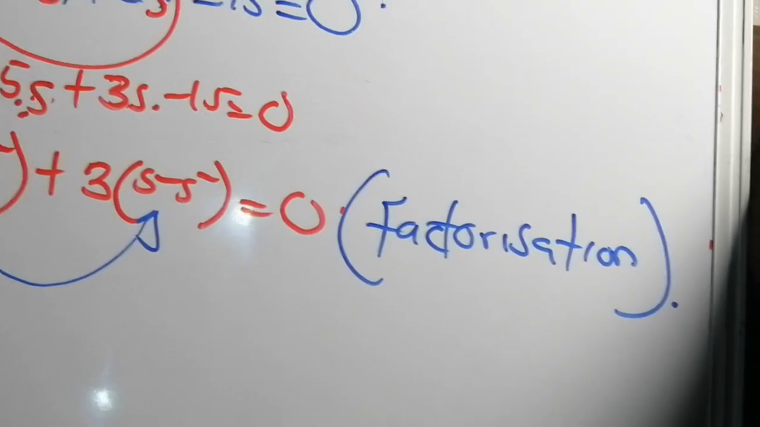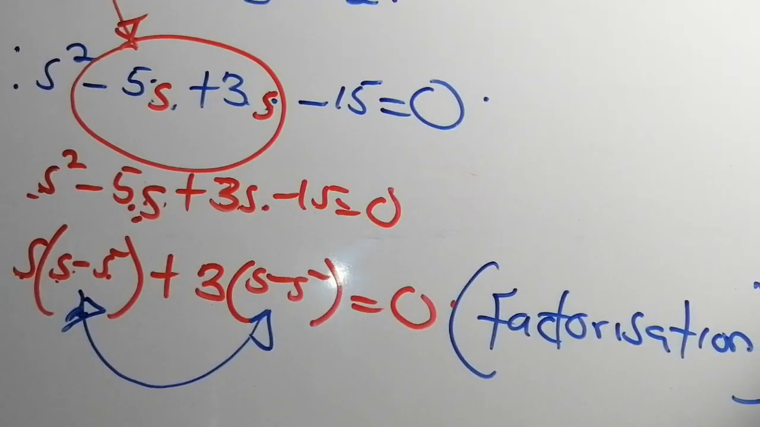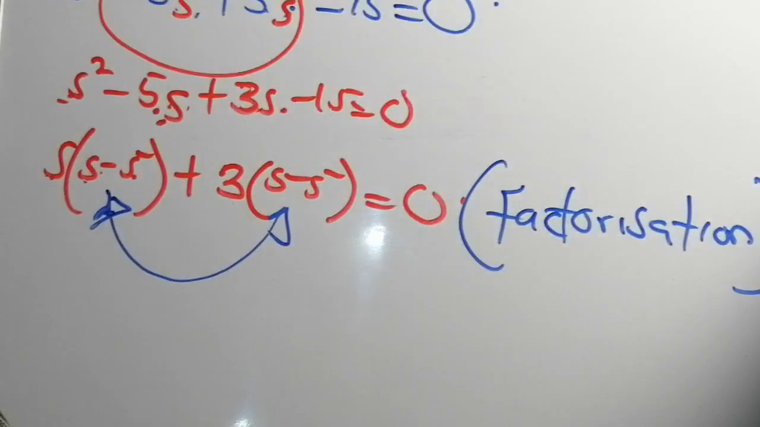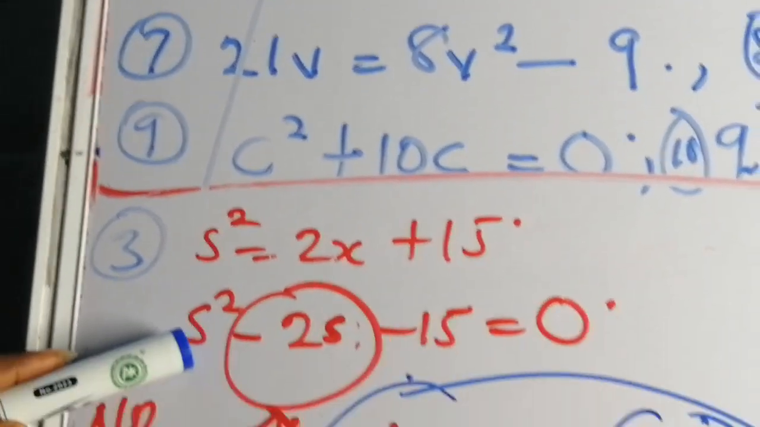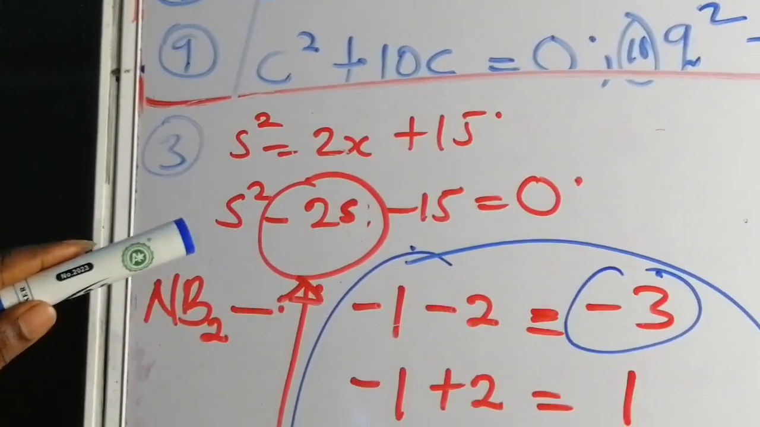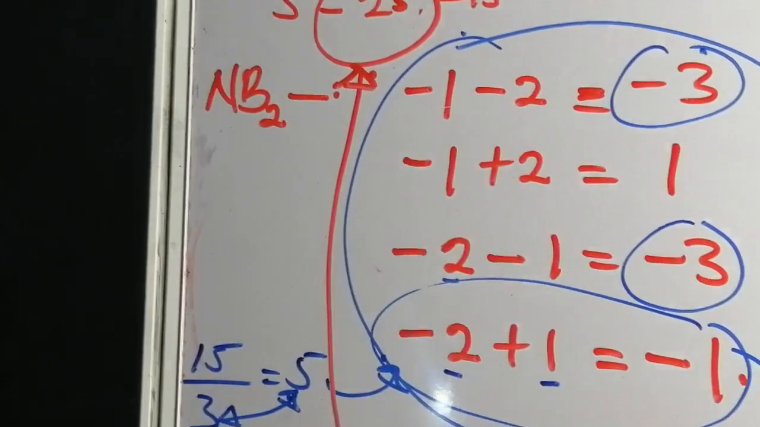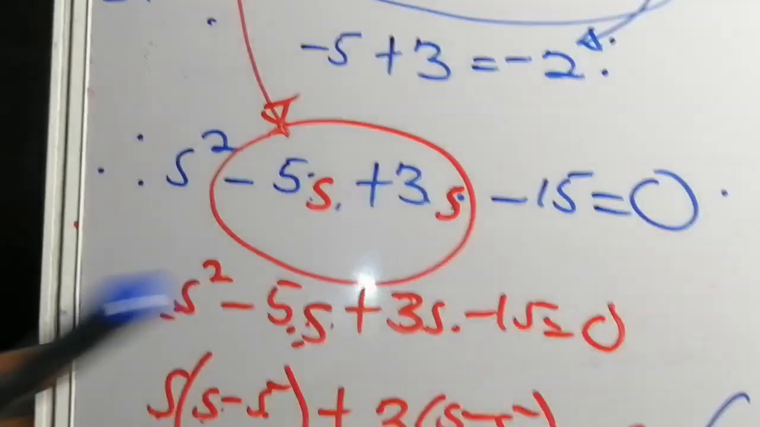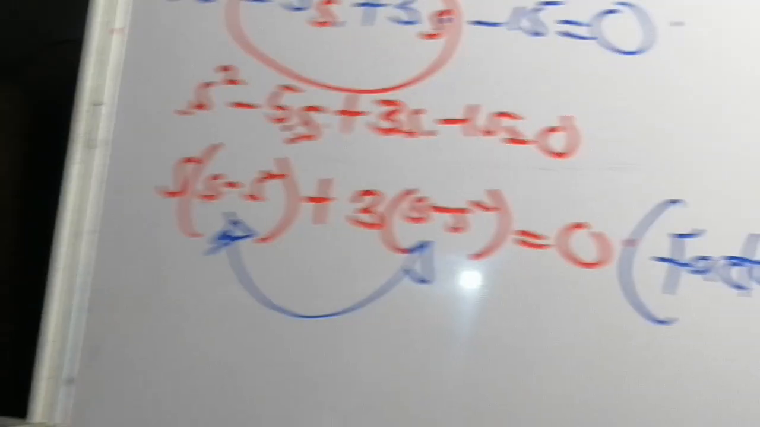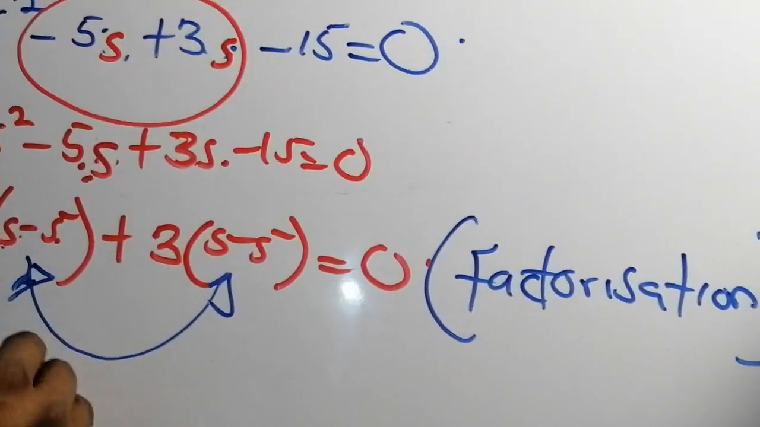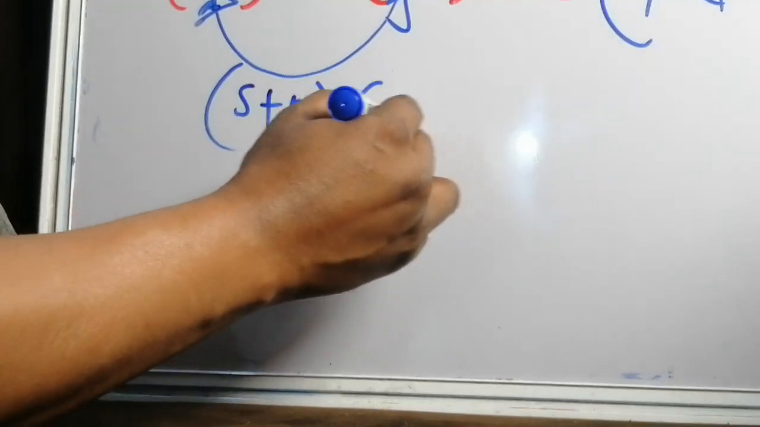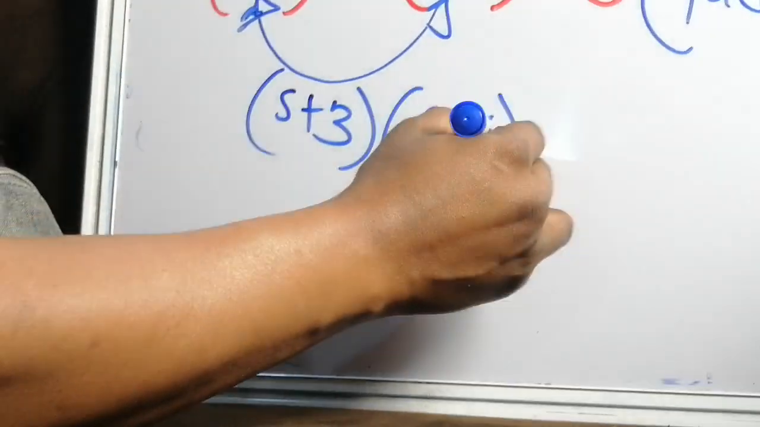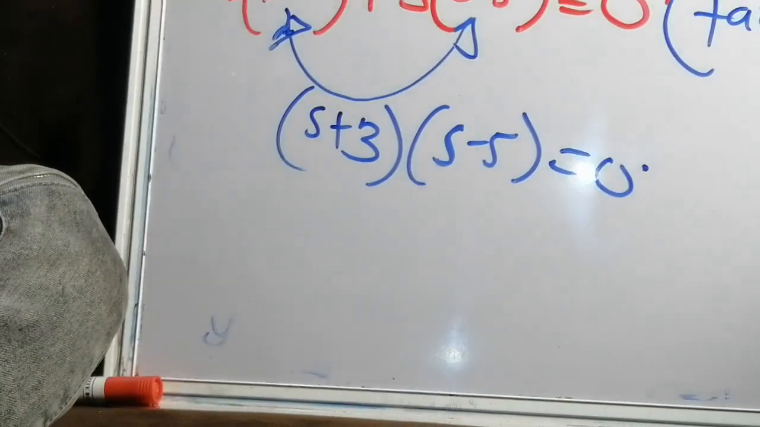In so many questions you will see: factorize the following. If they ask you to factorize the following, either they give you the question like this, or they want you to rearrange it. When you rearrange, then you factorize, you get this. So this is what they call factorization. Now I have this S plus 3. I can bring it together. S plus 3 into S minus 5 equals 0. Can you see now?